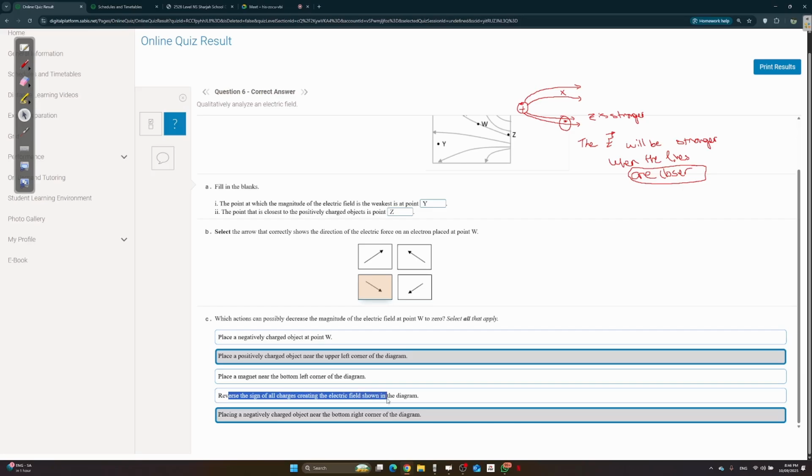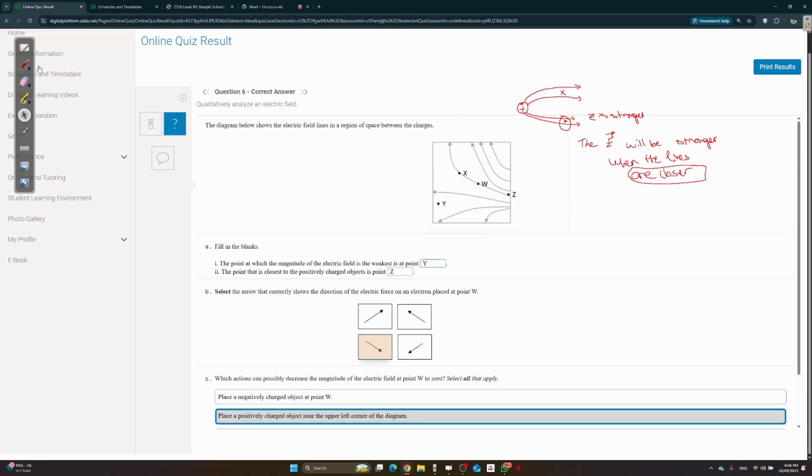Reverse the sign of all charges creating the electric field shown in the diagram. So they're saying, reverse what's creating the electric field here, by the way? What type of charge?